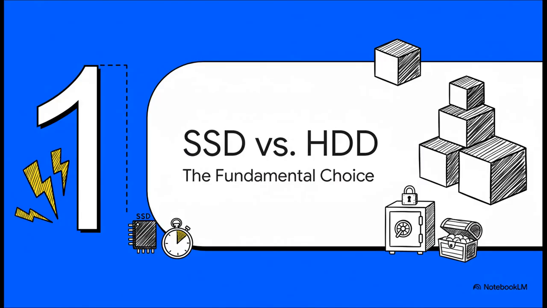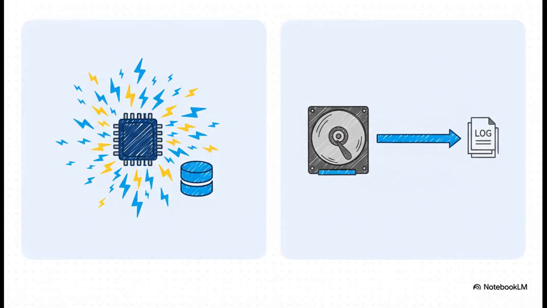All right, so to cut through the confusion with all 6 types, let's just split them into 2 big families. This is your very first and probably most important decision. It all comes down to one question. Do you need speed or do you need cheap bulk storage? Your answer is going to point you toward either an SSD, a solid-state drive, or an HDD, a hard disk drive. And this is really the fundamental trade-off.